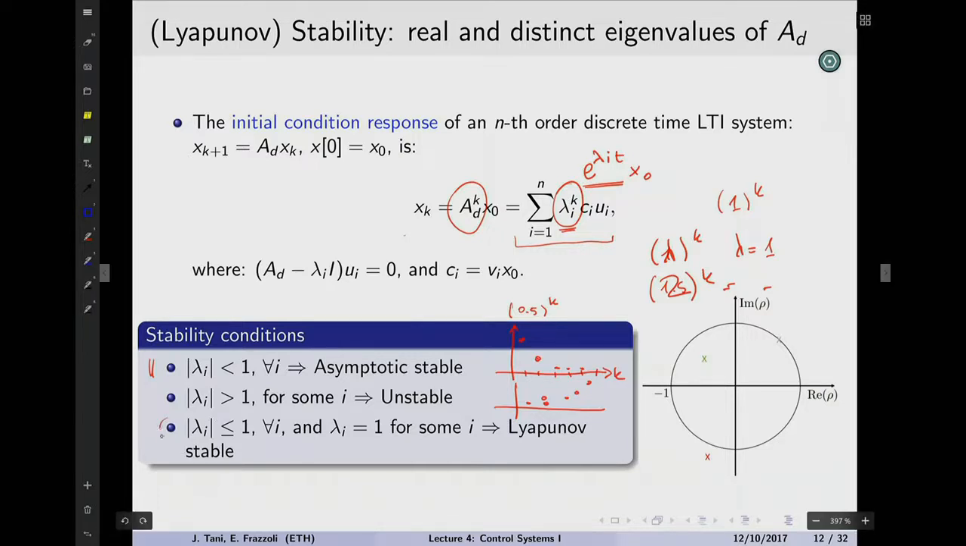If instead you have all your eigenvalues within the unit circle, but at least one is on the unit circle, well, you have a component of that output that is constant, basically, so you still get stability. This would be this case here. You still get stability, but not asymptotic one.